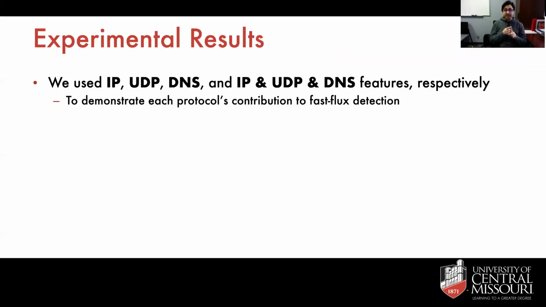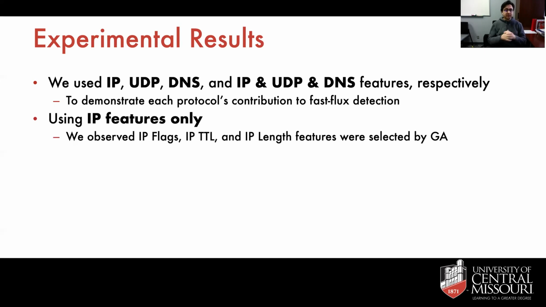So we used the IP, UDP, and DNS features respectively, and we basically analyzed their contribution for fast-flux detection. Finally, we also merged all of these features together and ran our tests again to see what the accuracy would be like, which of the features would be selected across all these protocols for fast-flux detection. So using the IP features only, we observed that IP flags, IP TTL, time to live, and IP length were the features that were selected by GA.